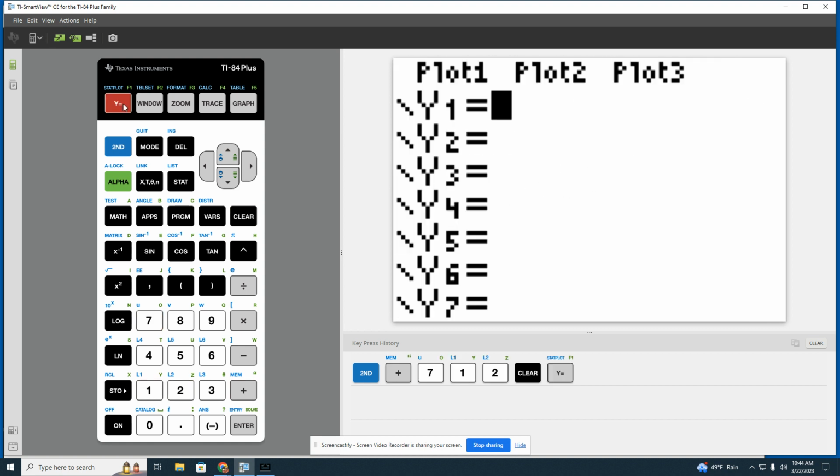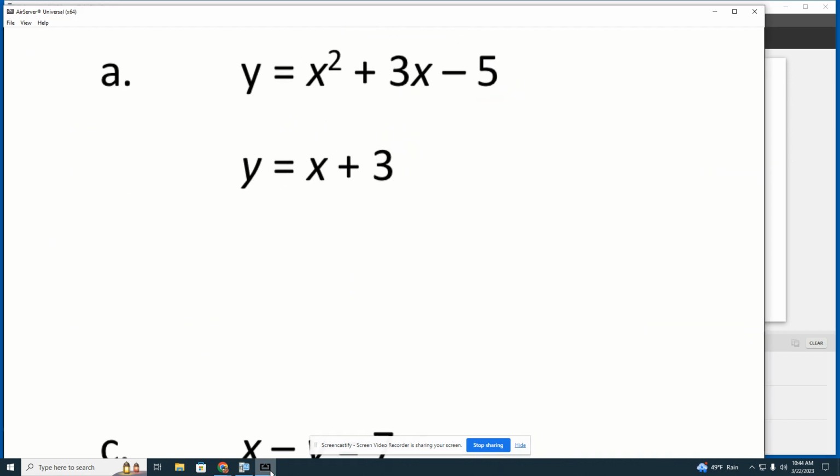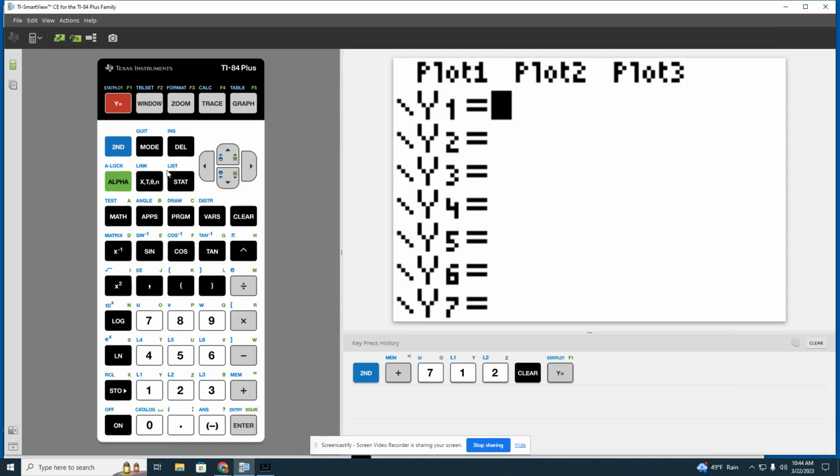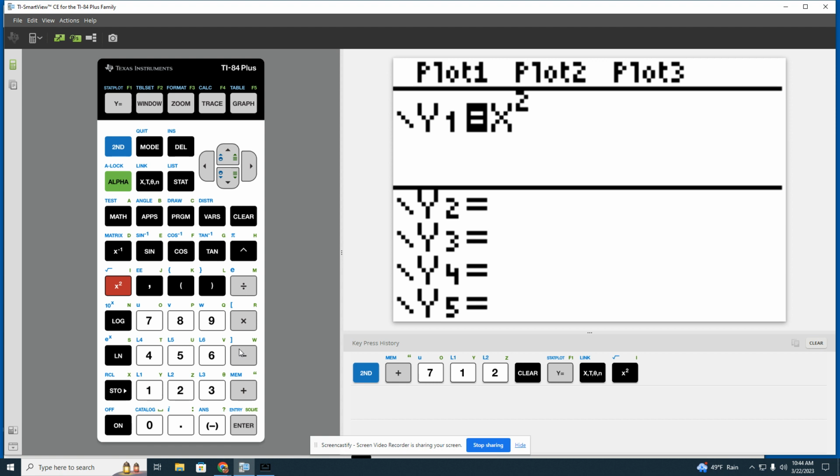All right, so here we go. First one. And if you look at your equations, isn't y already alone? Yeah, y is already alone. So I'm going to go ahead and type these straight into my calculator. Here we go. x squared plus 3x minus 5.